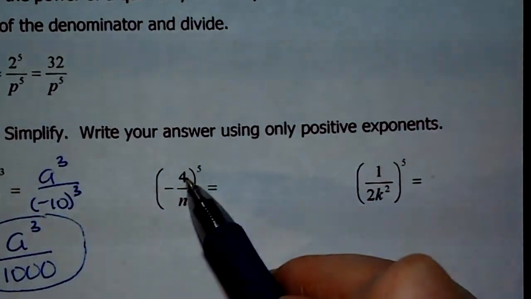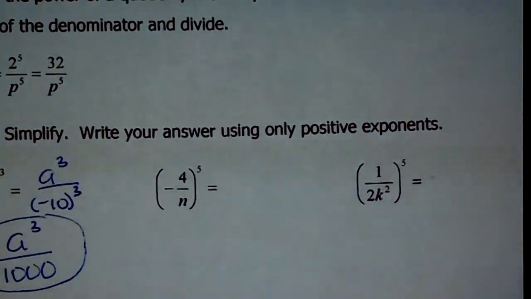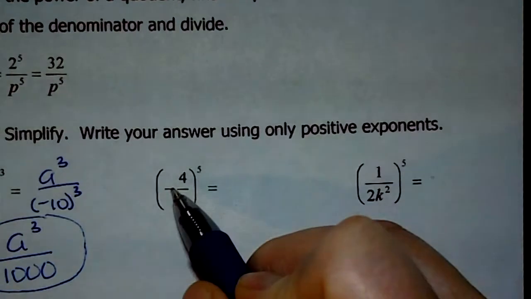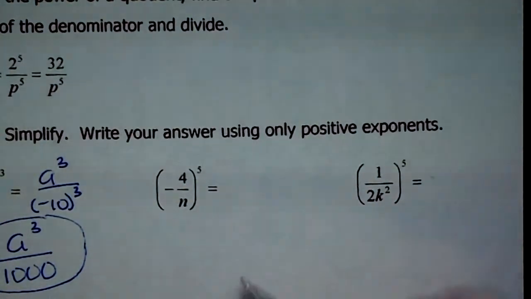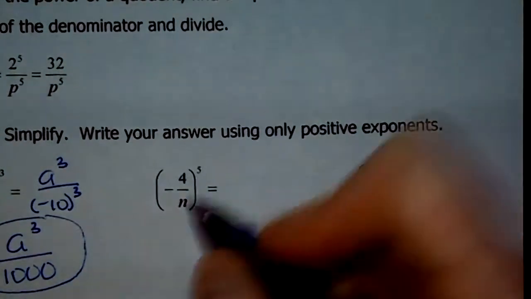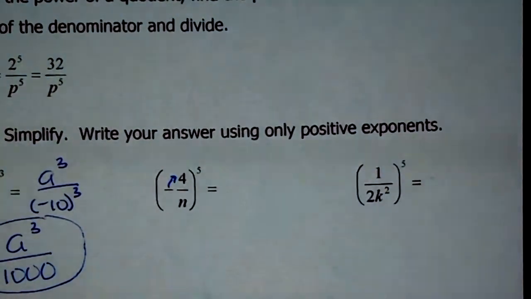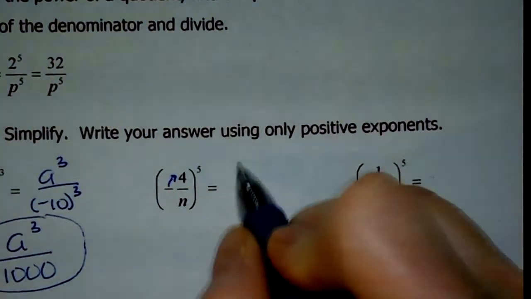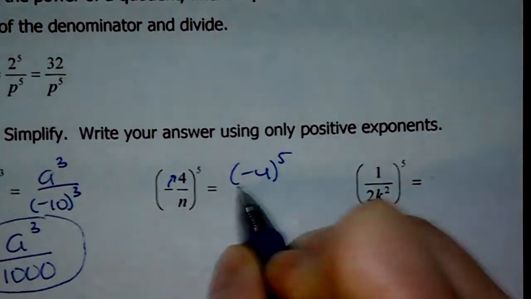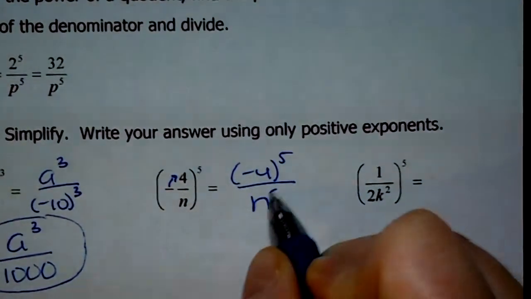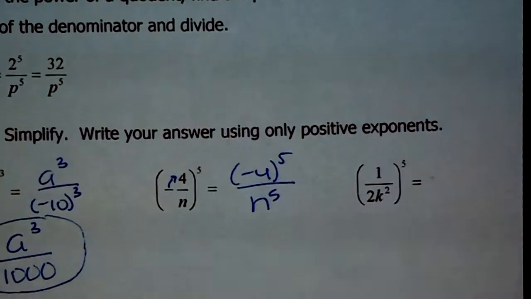This means the numerator to the 5th power and the denominator. Now this negative sign does not mean that both numbers are negative. It means only one of them is. I usually just put it with the top. So I would put the negative with the 4. Remember, you can't put it with both. So this means negative 4 to the 5th power over n to the 5th power, right?